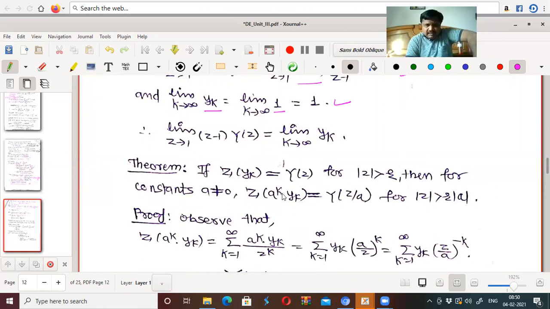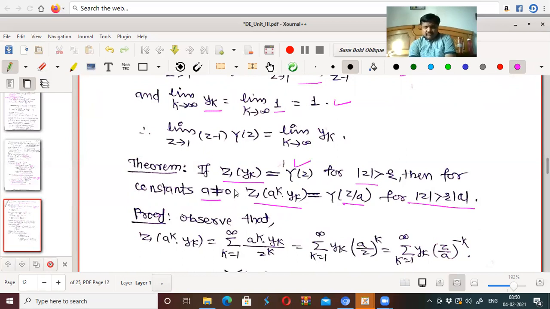Now we'll go for the shifting theorem. If z transform of y_k is given by Y of z for mod z greater than r, then for constant a not equal to 0, z transform of a to the power k into y_k equals Y of z by a, that is replacing z by z by a only. So this holds for mod z greater than r times mod of a.